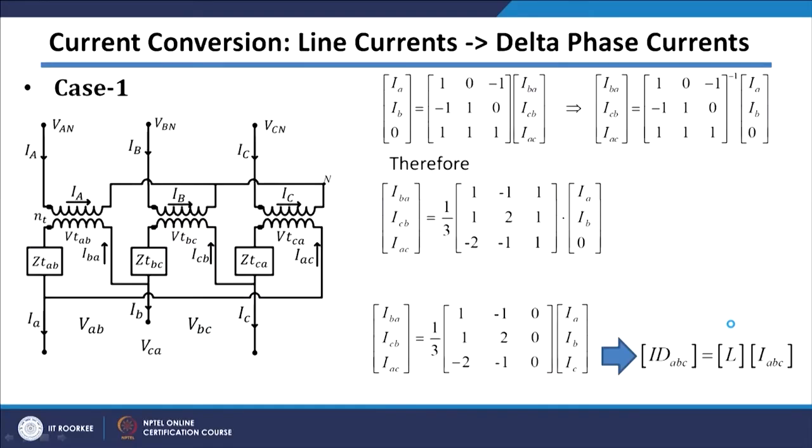There are two cases. In case 1, the path for zero sequence current is not available. In many cases only positive sequence and negative sequence currents will be present, and there will not be a path available for zero sequence current. One combination I have shown here is this particular transformer, where this connection is a star connection or Y connection, and this is your delta connection. So, this is a Y connection and a delta connection.